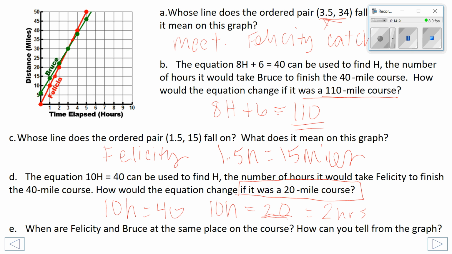And then the last one says, when are Felicity and Bruce at the same place on the course? How can you tell from the graph? They are at the same point at 3 hours or 30 miles, because their dots overlap, right?